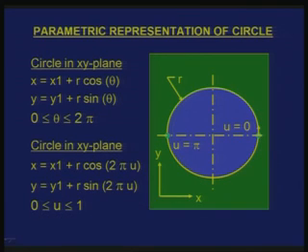Second, of course, the most common curve here is a circle. And we also know that a circle is represented in a parametric form, which is shown here. X is equal to x1 plus r cos theta and y is equal to y1 plus r sin theta, where theta has a range which goes from 0 to 2 pi.